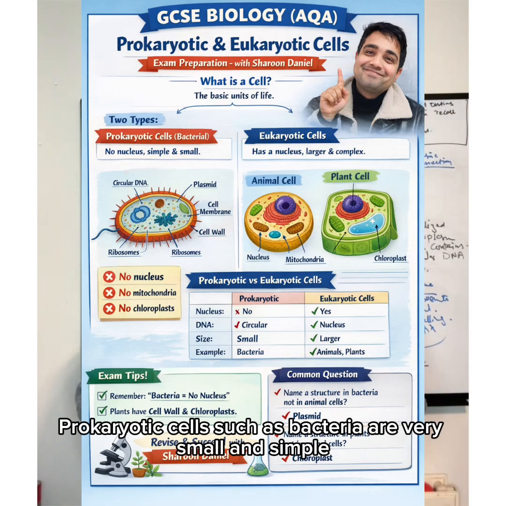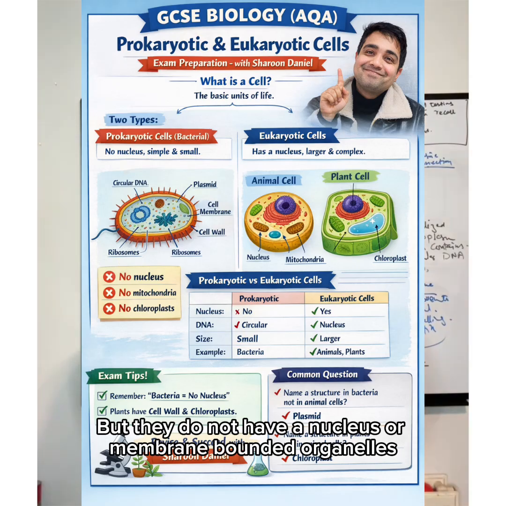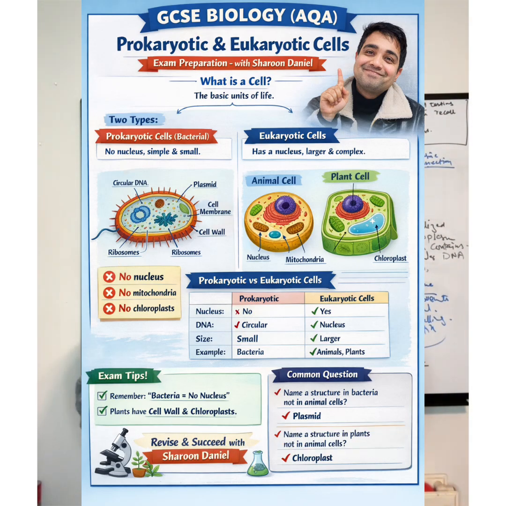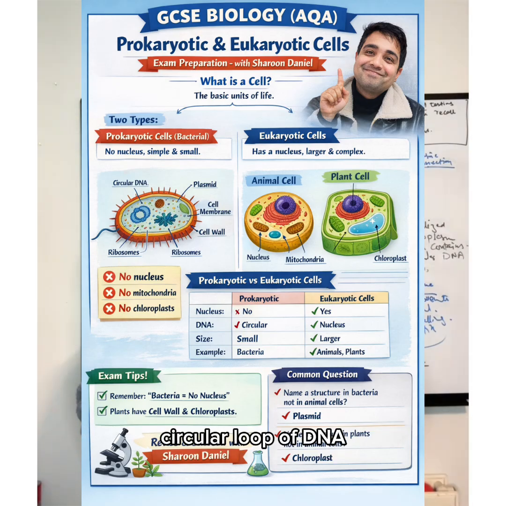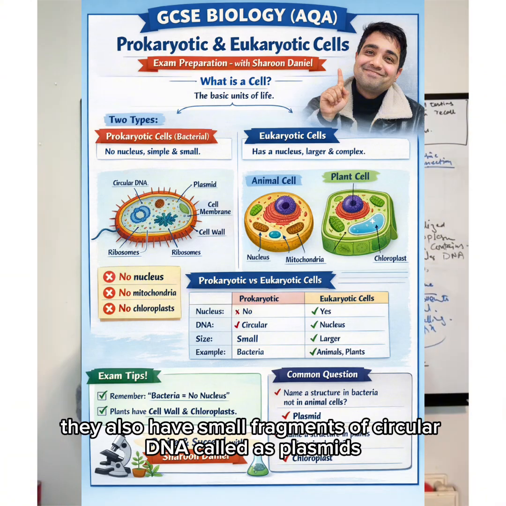Prokaryotic cells, such as bacteria, are very small and simple, but they do not have a nucleus or membrane-bounded organelles. Therefore, their genetic material floats freely in the cytoplasm as a single circular loop of DNA. Sometimes they also have small fragments of circular DNA called plasmids.